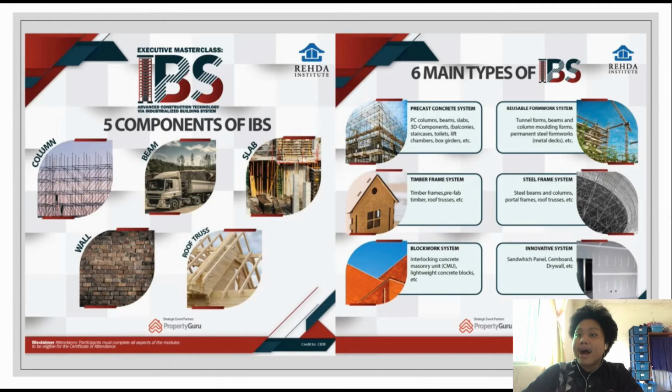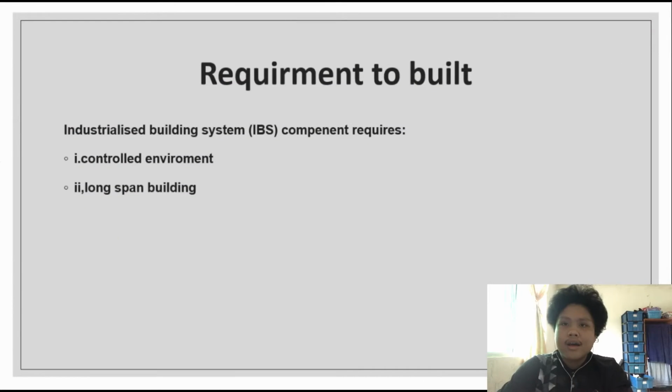Industrialized Building System (IBS) has 6 main types, which are precast concrete system, timber frame system, block work system, reusable formwork system, steel frame system, and innovative system. Based on the statement I have stated before, it is important that the IBS components be stored in a safe, controlled environment in order to maintain their quality, and it also requires a long span building.